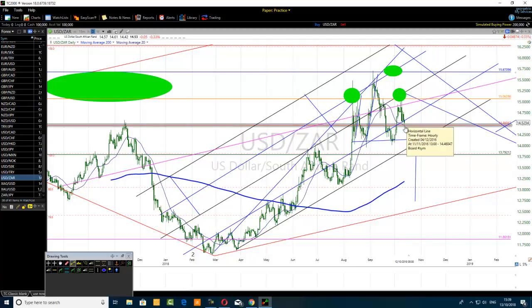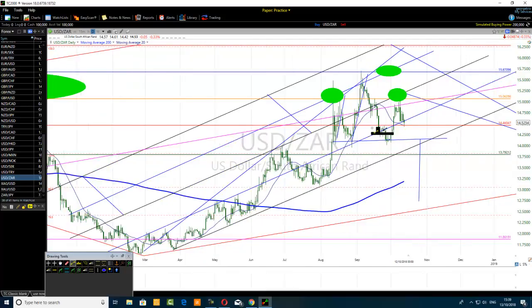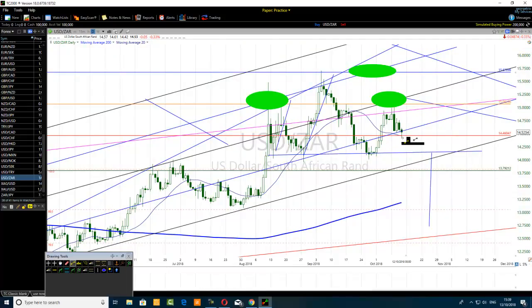But there is a support there at 14460. Some are taking profit. There is a tail there. That's what's going on.